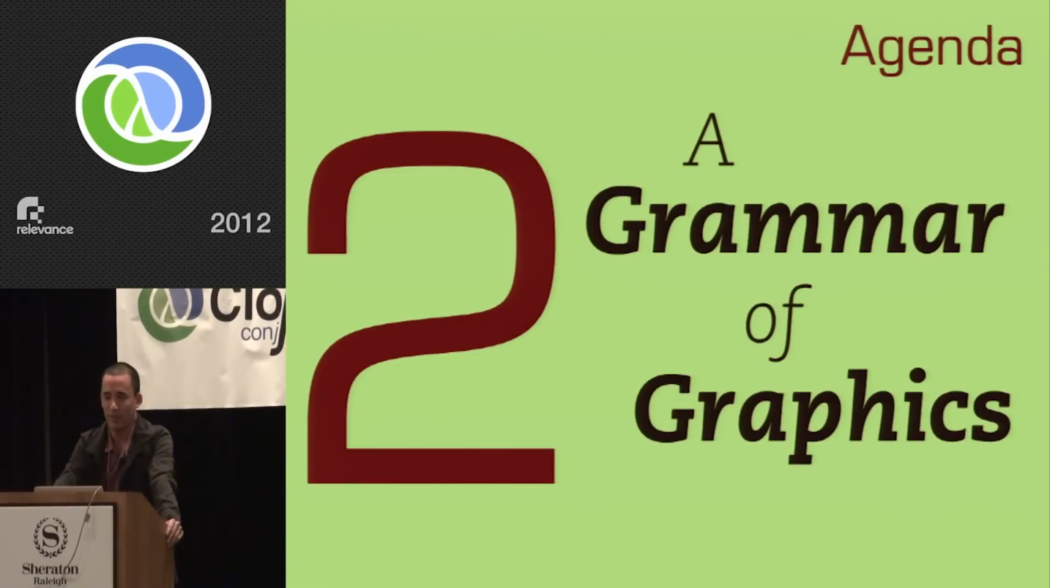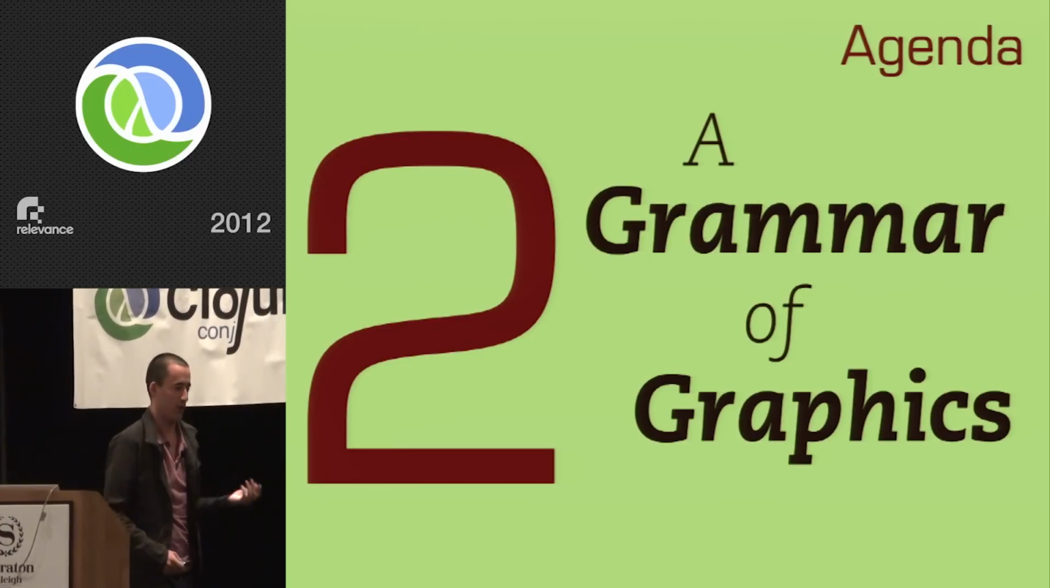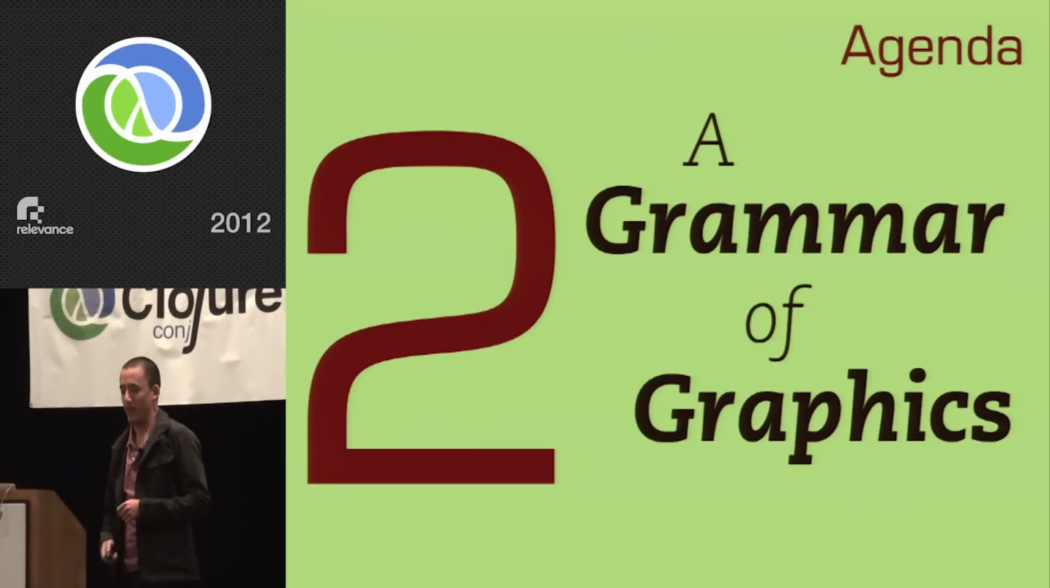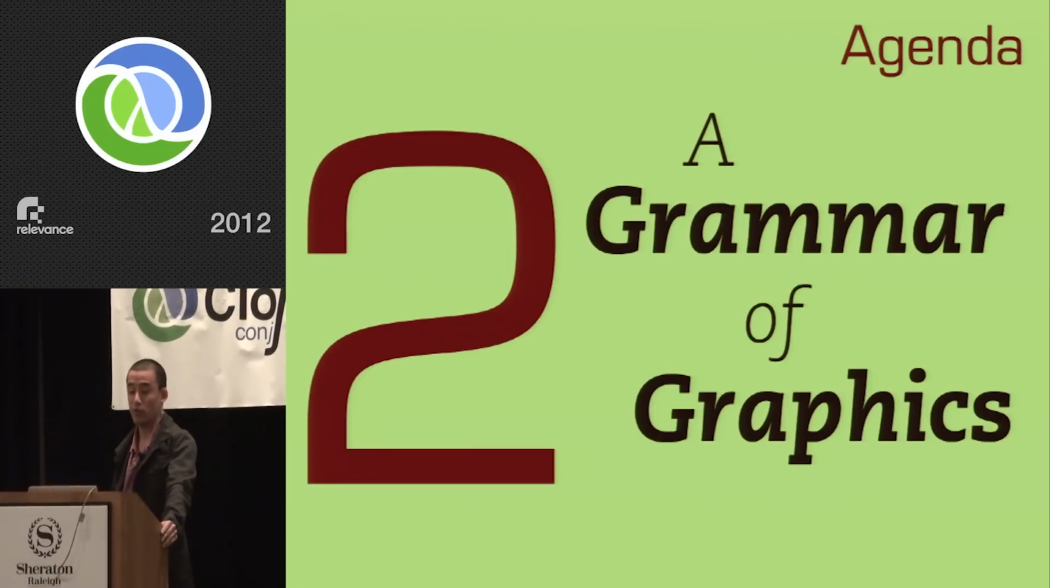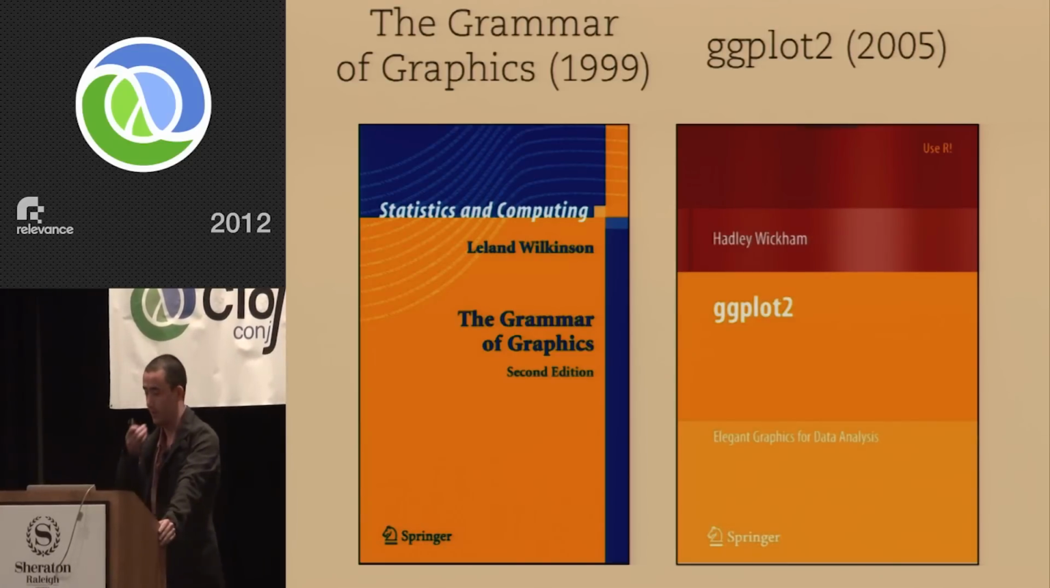That phrase maybe sounds a little silted or strange, right? This is programming. Why is it not like a DSL for graphics or something like that? And the reason is that the grammar of graphics was actually a book by this statistician named Leland Wilkinson that came out in 1999.